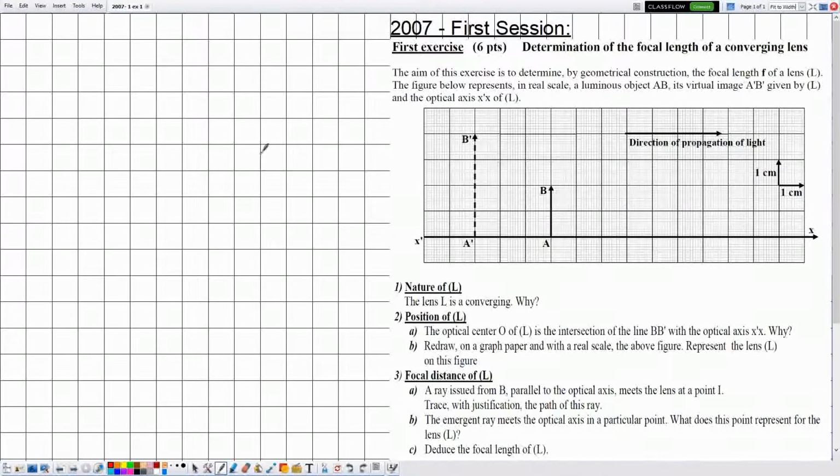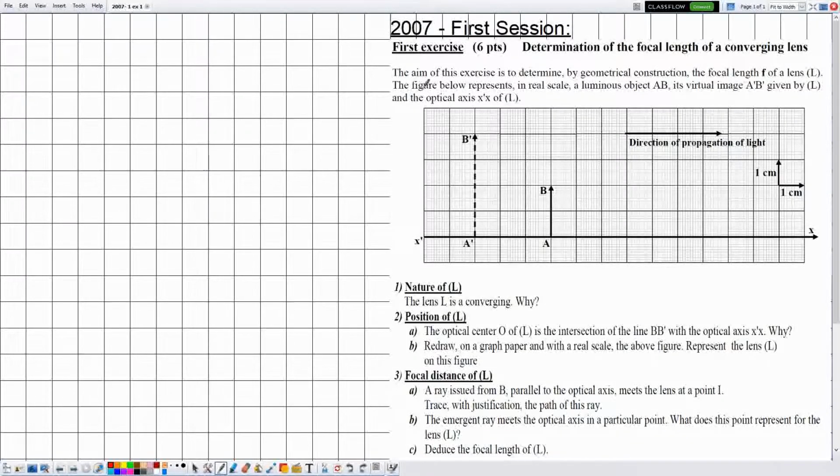Okay, hello everyone, in a new video. In this one we are going to solve an exercise related to optics in the chapters of lenses and formation of images. This exercise was a previous one in the Brevet exams in 2007, first session, first exercise. The title of this exercise is Determination of the focal length of a converging lens. The aim of this exercise is to determine by geometrical construction the focal length f of a lens L.